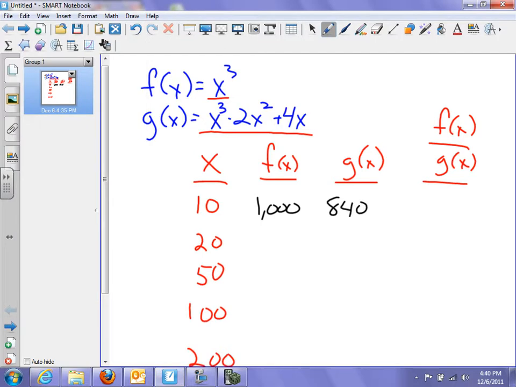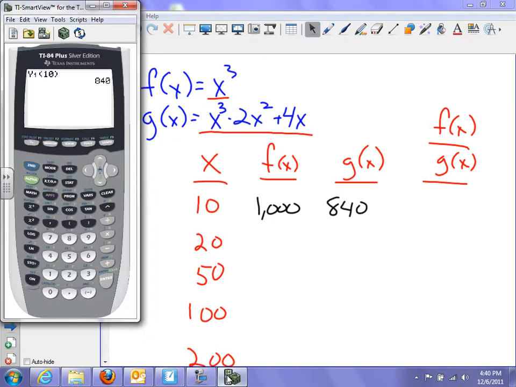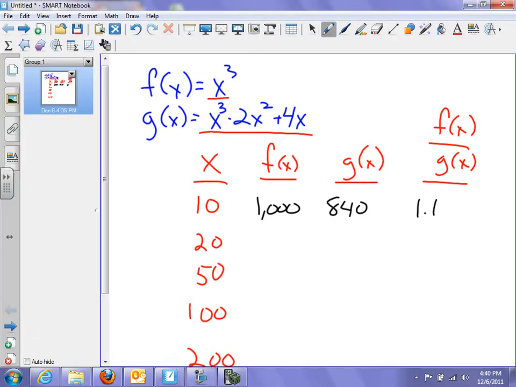And so my f of x divided by g of x would be 1,000 divided by 840, 1.19, let's call it.